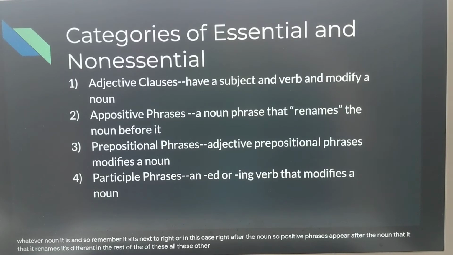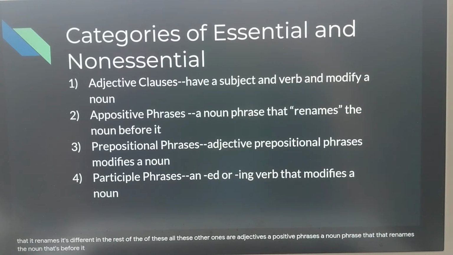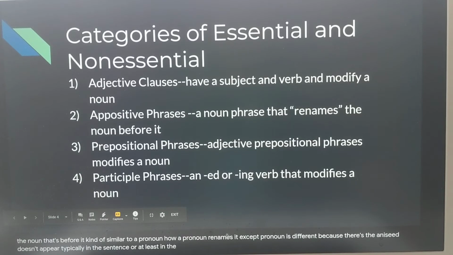All these other ones are adjectives. An appositive phrase is a noun phrase that renames the noun that's before it. Kind of similar to a pronoun, how a pronoun renames it, except pronoun is different because the antecedent doesn't appear typically in the sentence, or at least in the clause. Prepositional phrases are, in this case, adjective prepositional phrases that modify a noun.